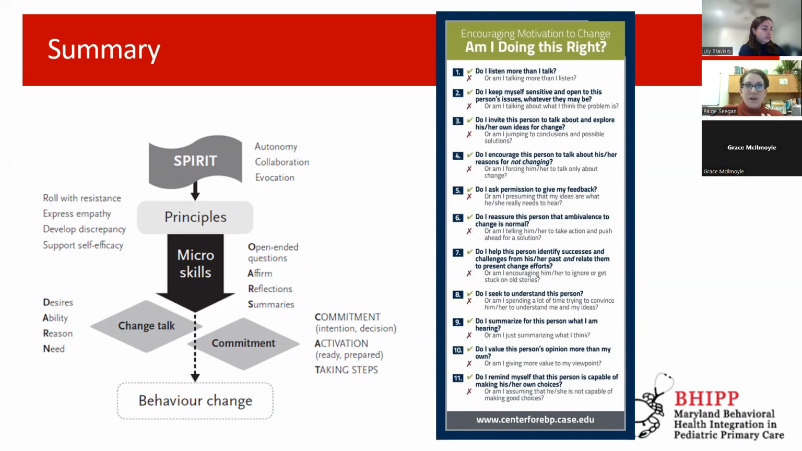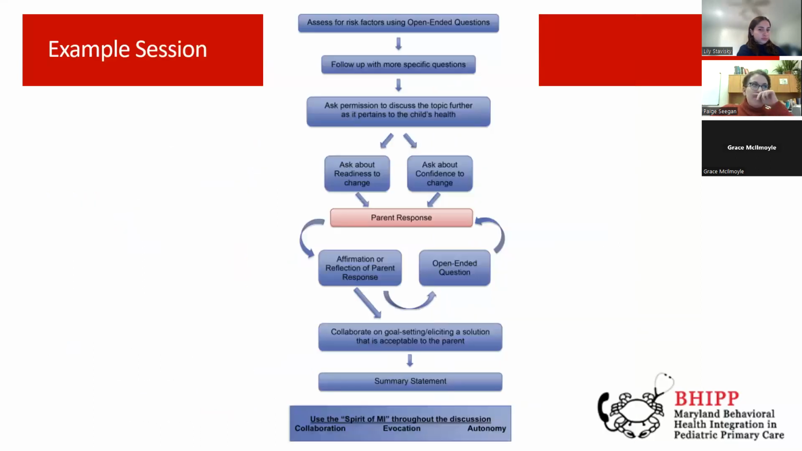Do I invite this person to explore their own ideas for change? Do I encourage this person to talk about their reasons for not changing? Do I ask permission, respecting that autonomy? Do I reassure this person that ambivalence to change is normal, build that self-efficacy, and so forth. So these can be really helpful, again, to make sure I am doing things in line with the spirit of MI.